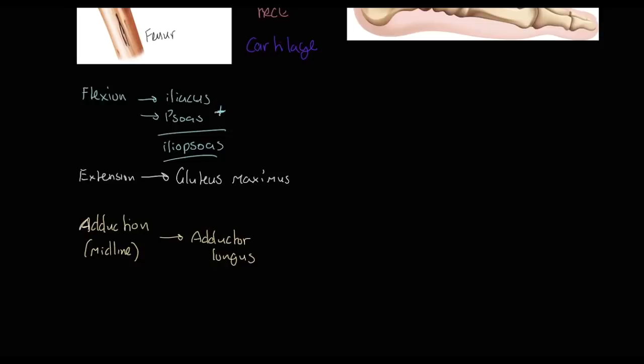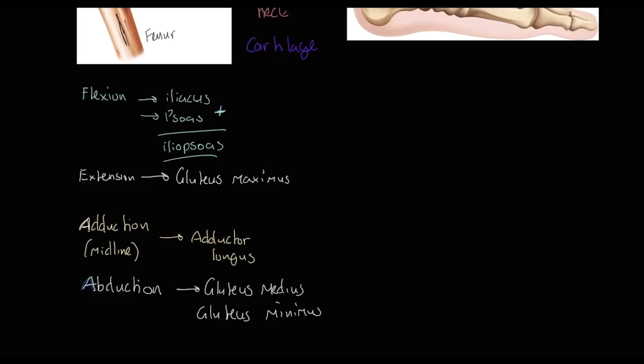Now, abduction, which of course is the opposite of this. Let me do a different color to that one. If we look at abduction, which is taking the hip away from the midline of the body, as if we're going into a star position, or we're in the shape of something like a cartwheel with all limbs spread to make a star shape, that abduction is caused by a combination of muscles. So I'd like you to be able to refer to the gluteus medius, and also the gluteus minimus. Those muscles contract to cause abduction.